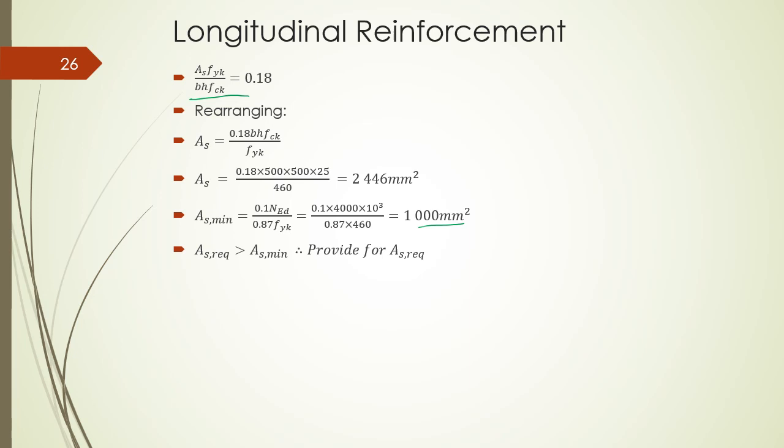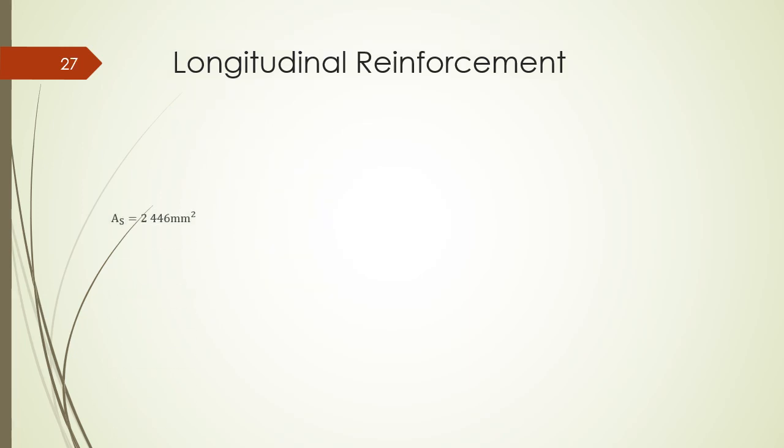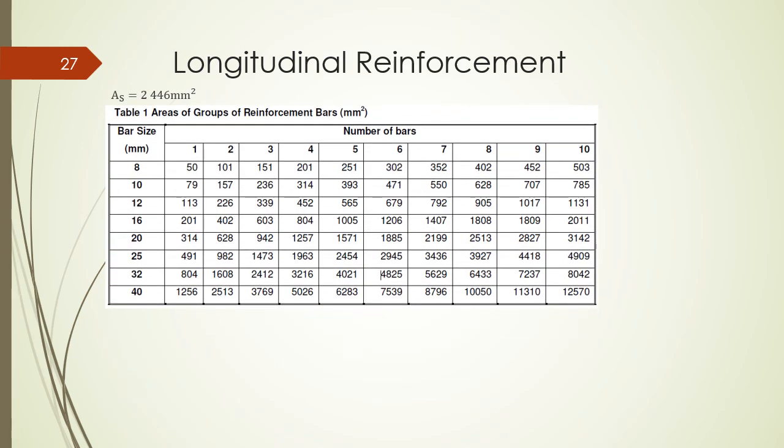Then we'll compare the area of steel required versus the nominal area of steel, and we'll get that the area of steel required is greater, so provide for AS required. So from our table, we'll have various options. We'll have 4T32, that will give us this area of steel. We'll also have 8T20, that gives us 2513 millimeters squared.